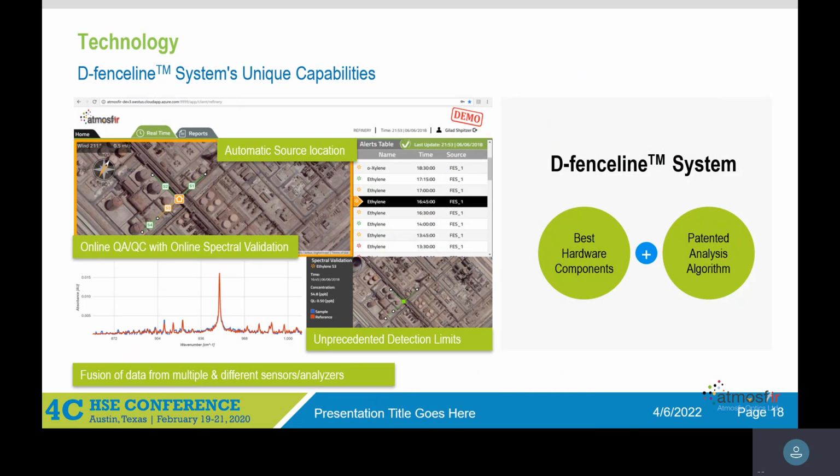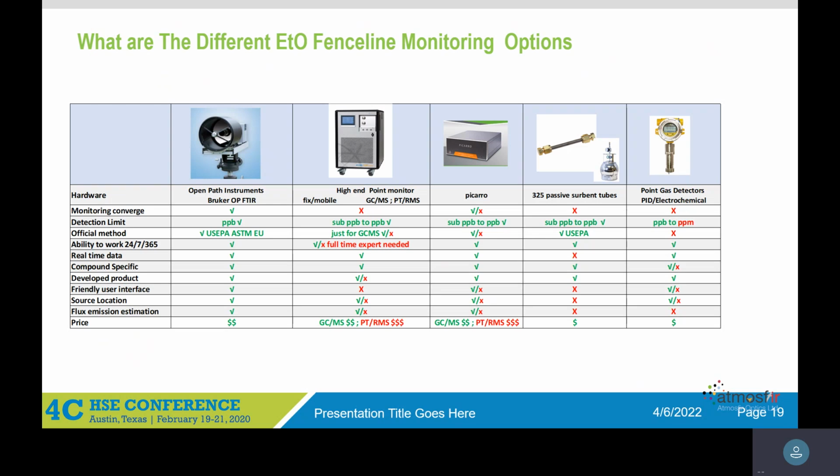So what we accomplished in Atmosfir: we take the best hardware. If you need a very low detection limit, I would recommend going with the Bruker FTIR. If you don't need a very low detection limit, you can go with a different manufacturer. I won't give the other names, but there are plenty. We take the best hardware, we put it together with our patented algorithm, and with that we can give you automatic source location, the best detection limit, which is very important for ethylene oxide, and in California for acrolein, and we can give you a lot of quality assurance.